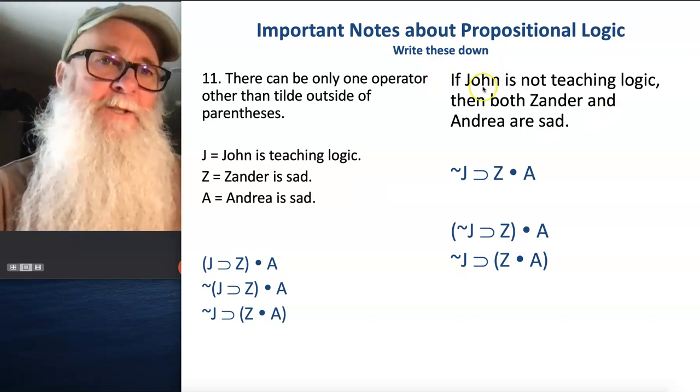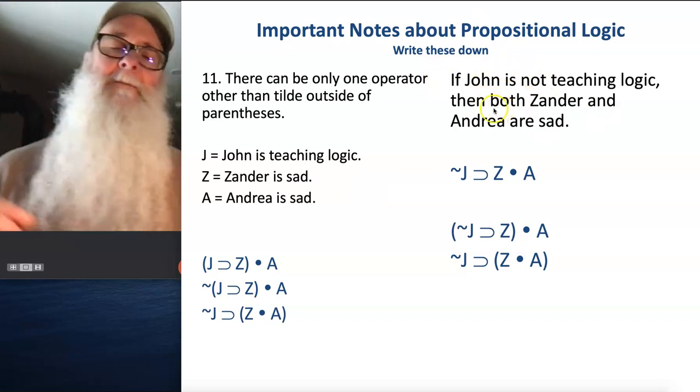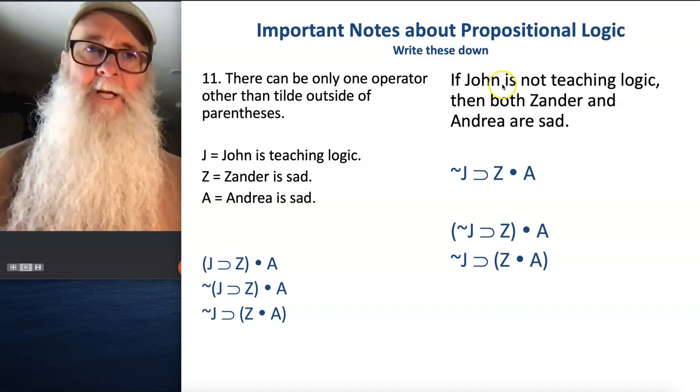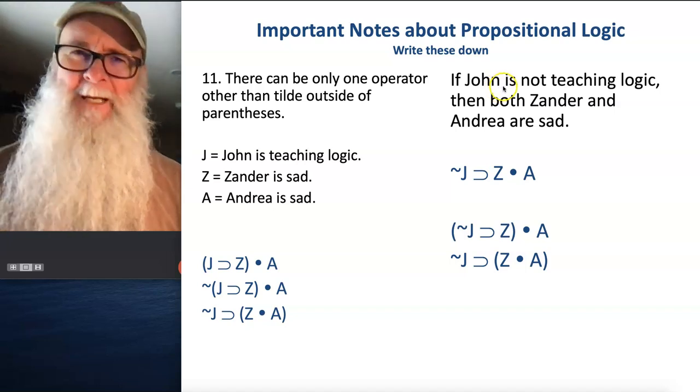So if we look back at this original statement, this seems to say something about what happens as a result of John not teaching logic, or John not teaching logic implies something.